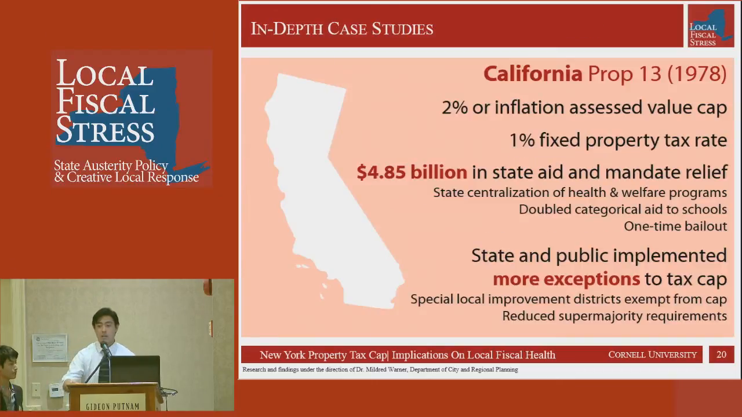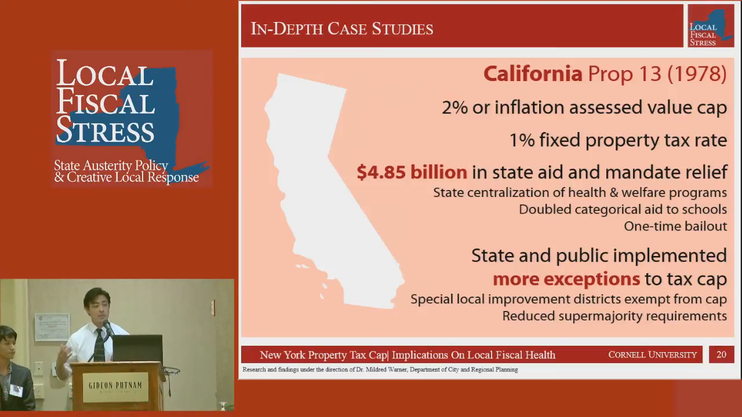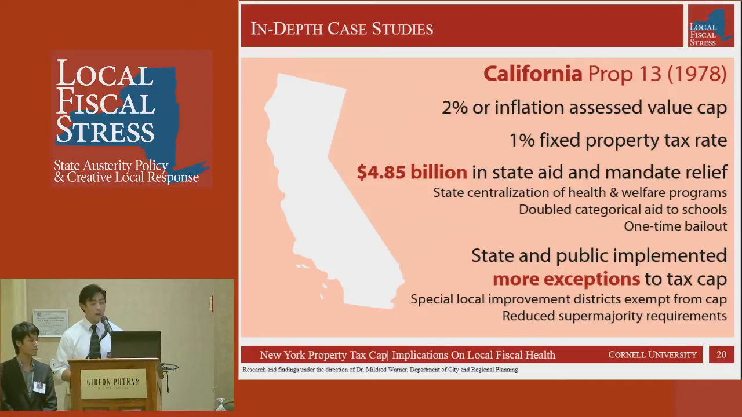So if you look at the other issue brief, we highlight 6 different states, and if you're interested in the topic, please take a look. But today we'll profile California and Massachusetts. California was one of the first states to implement a property tax cap, in 1978 with Proposition 13. Proposition 13 differs from New York in that it limits the annual growth of assessed value to 2% or inflation and fixes the property tax rate at 1% of assessed value, and then property is reassessed when sold.